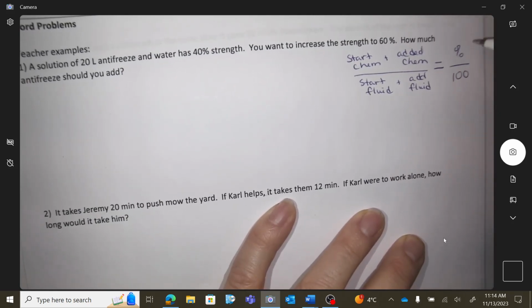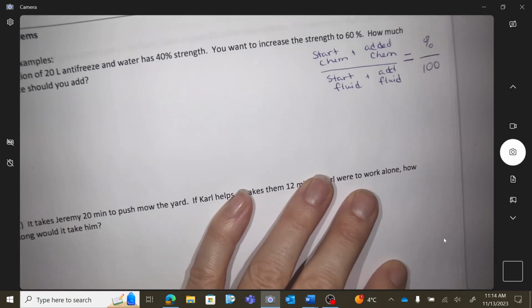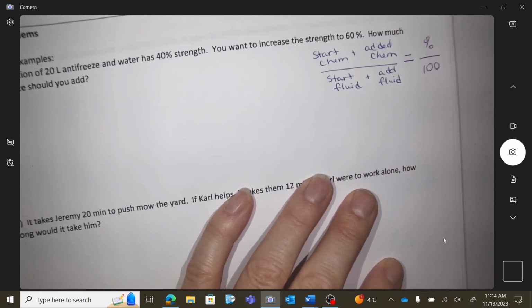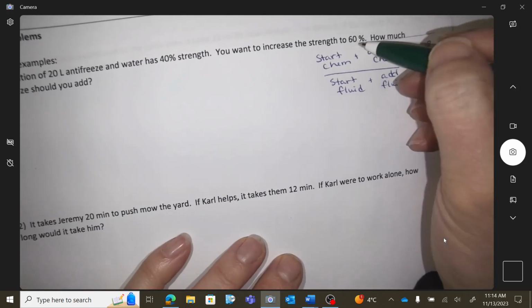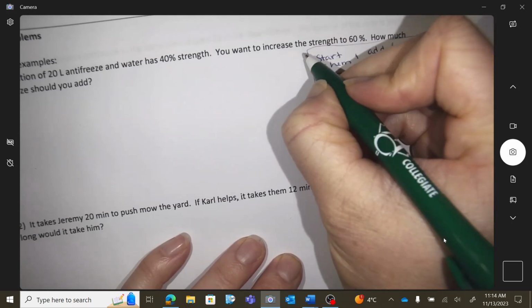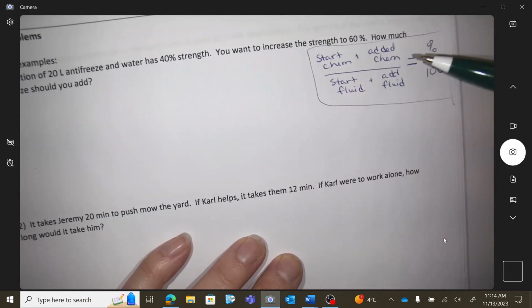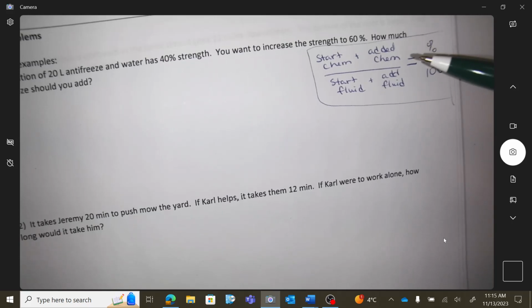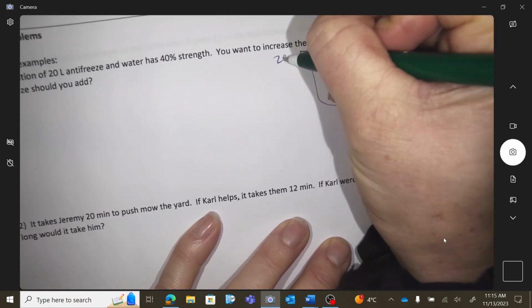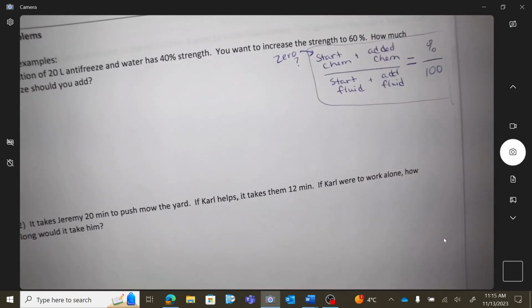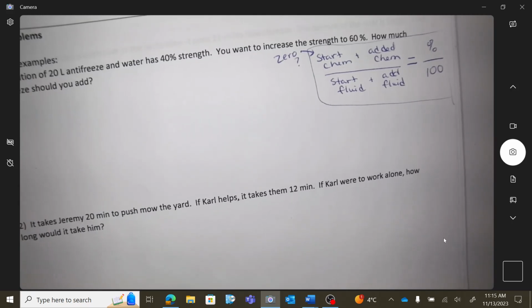and we're going to write percents as something over 100. So if I say 60%, it's the same as writing 60 over 100, right? As a percent. So this is the strategy. And again, like I said, sometimes the starting chemical might actually just be a 0 because I might not have any at the start. Sometimes I might start with some, sometimes I might start with no chemical. Okay, so we're ready to see how this setup works.